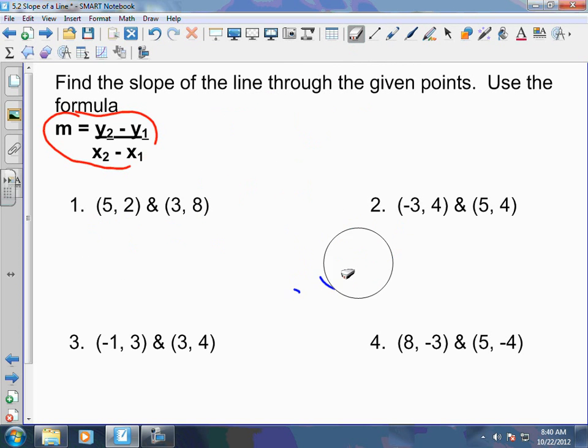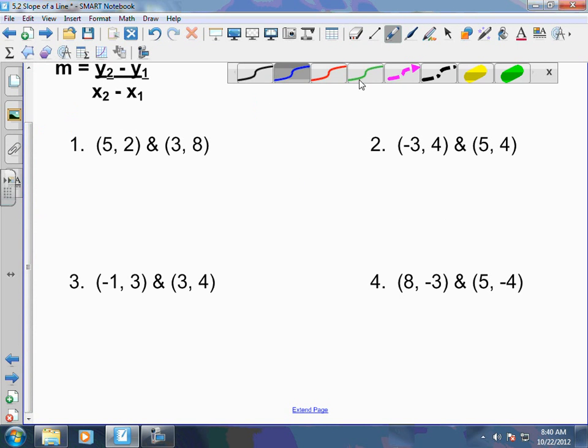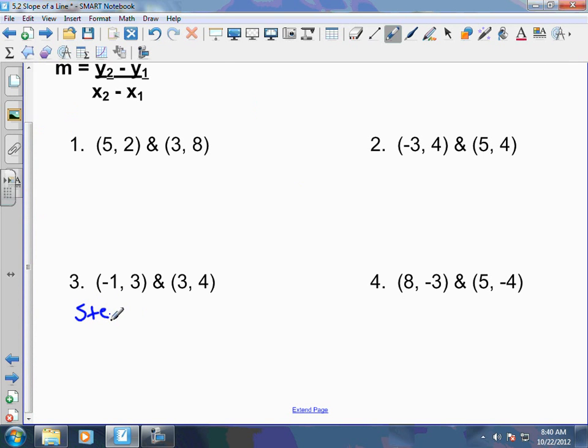Now, I know what you're thinking. That's not very difficult, and it isn't. Okay? You just have to memorize certain things. Here, let's go ahead and write the steps. Step 1. What did we do first, kids?